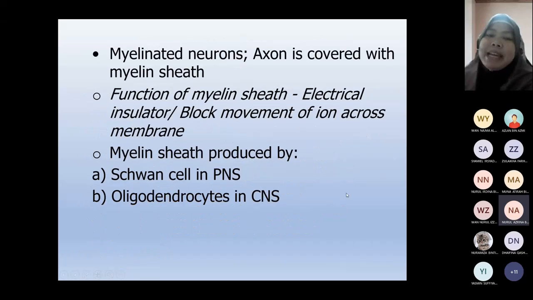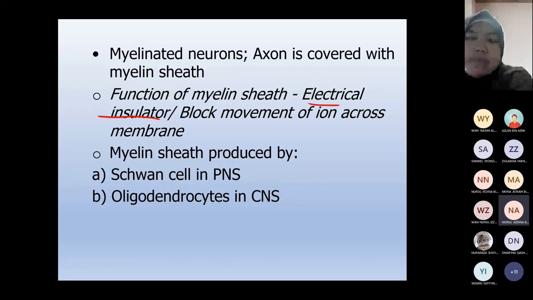Okay. So myelinated axon is axon that is covered with myelin sheath. The function of myelin sheath is as an electrical insulator, right? Which it blocks movement of ion across the membrane. The myelin sheath is produced by the Schwann cell of the peripheral nervous system and also oligodendrocyte in the central nervous system. So these are all cells that are responsible to produce the myelin sheath.